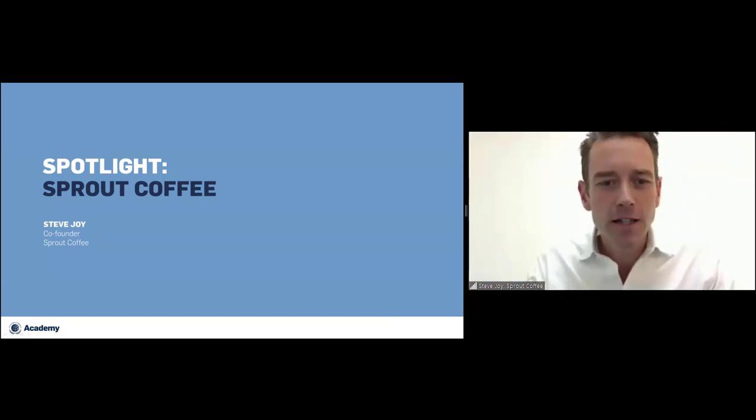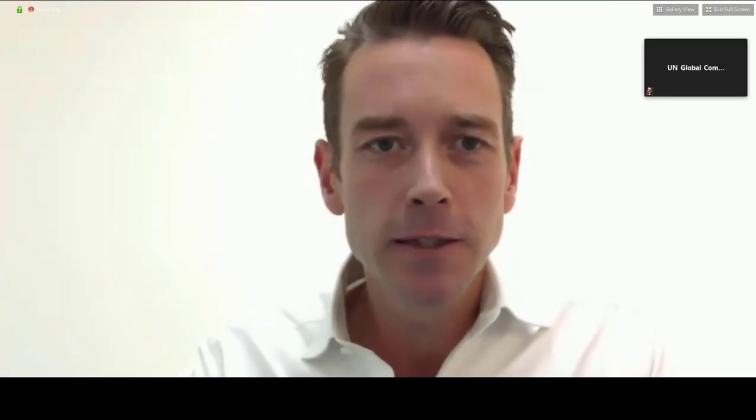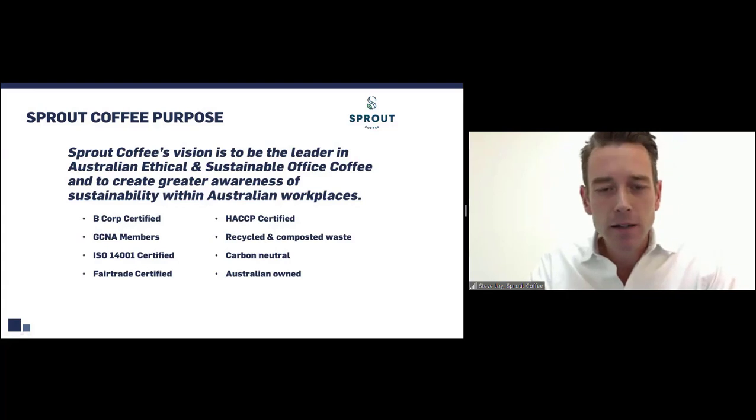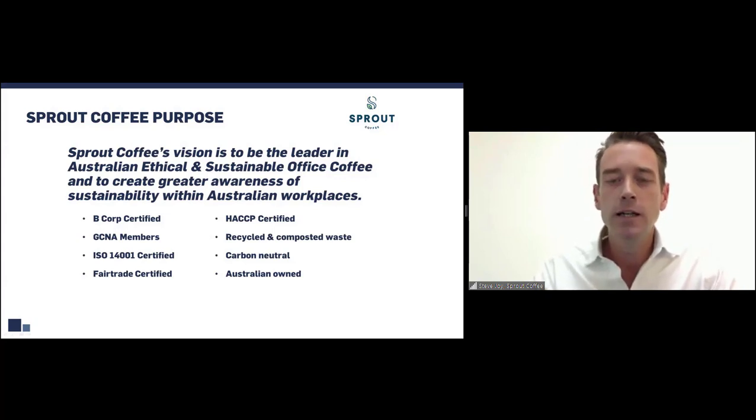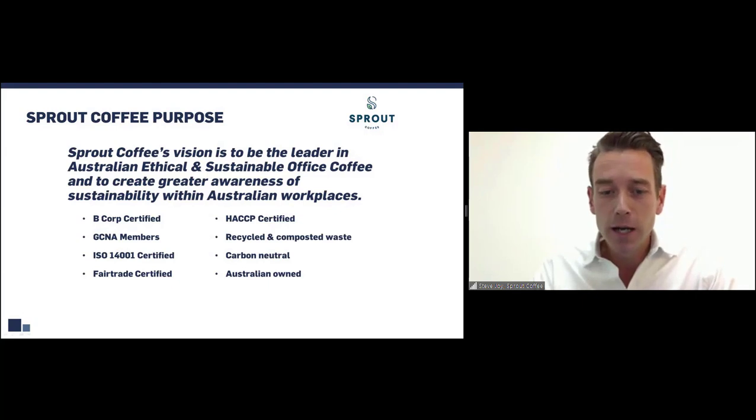Thanks, Lara. Thank you, Dan. My name's Steve Joy. I'm one of the co-founders of Sprout Coffee based in Melbourne, Australia. So a bit of background about Sprout Coffee. We're an ethical and sustainable Australian office coffee business. Our vision is to be the leader in Australian ethical and sustainable office coffee with greater awareness of sustainability within Australian workplaces. We use all fair trade products.